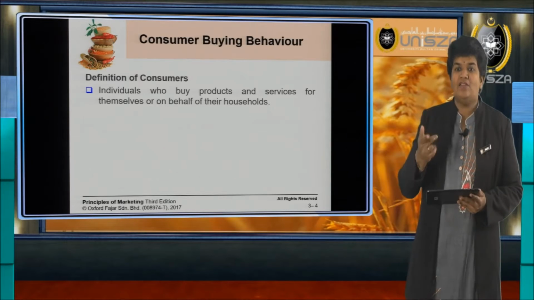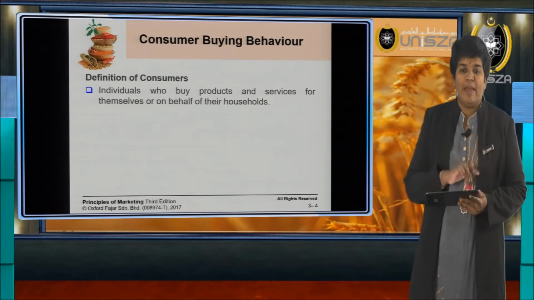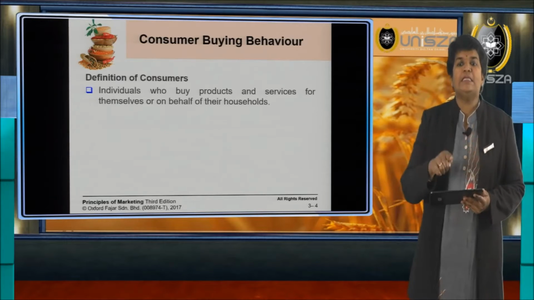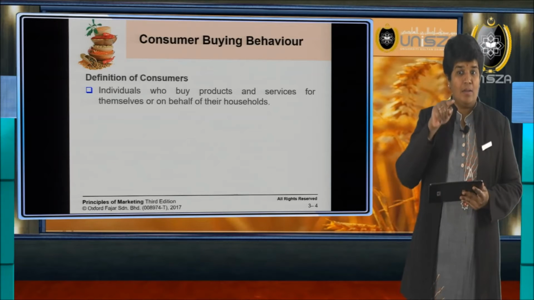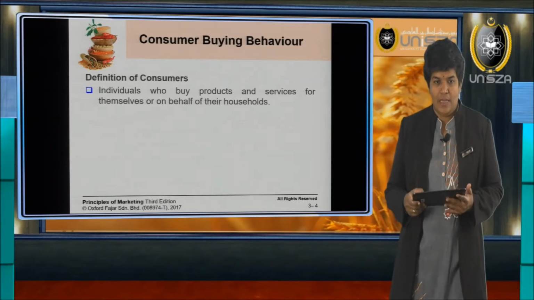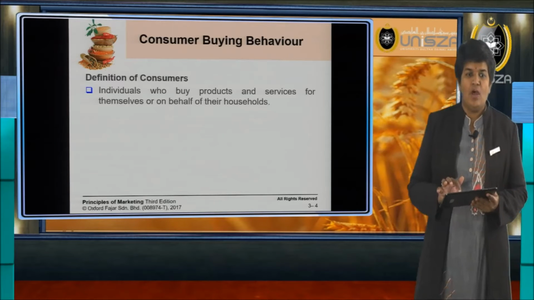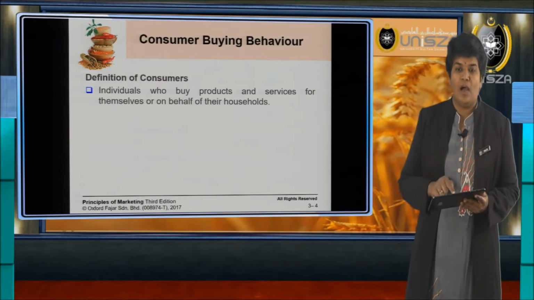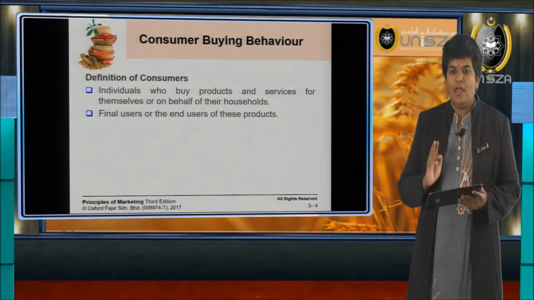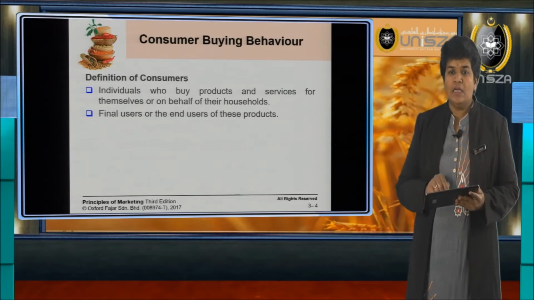For example, the parents buy the pampers. The consumer of the pampers is the baby, not the parents. The customer who bought the pampers is the parent, so that parent will be addressed as a customer. The definition of consumer in this book: individuals who buy products and services for themselves or on behalf of their household, the final users or end users of the product. That's why they are called a consumer. They are the ones who use the product or services.